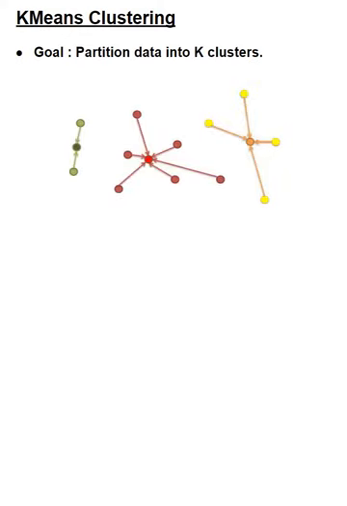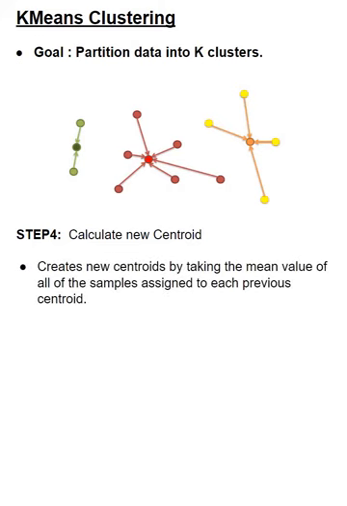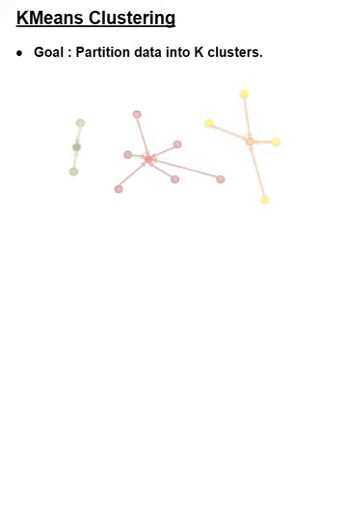The next step, which is the fourth step, is we create new centroids as the mean values of all the samples assigned to the previous centroid. We have shown in this particular step that it is the dark green, the light red, and the orange as the new centroids.